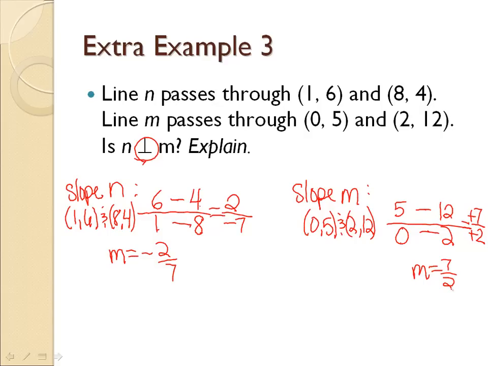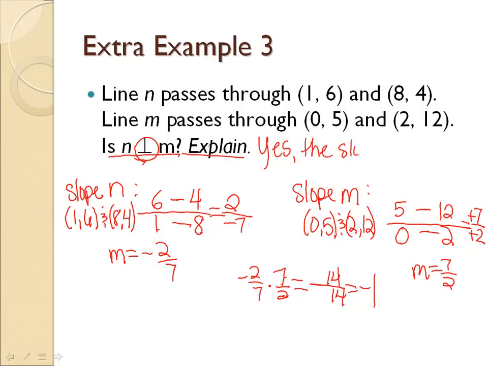So I have one slope that's negative 2/7 and one that's 7/2. Well, they have the opposite sign. They are reciprocals. Let's test them to make sure when I multiply them, I get negative 1. Negative times positive is a negative. 2 times 7 is 14 over 7 times 2 is 14. So I've got negative 14 over 14, which is negative 1. So they are opposite reciprocals. They multiply to give you negative 1. So the question is, is n perpendicular to m, and explain. We can say yes.